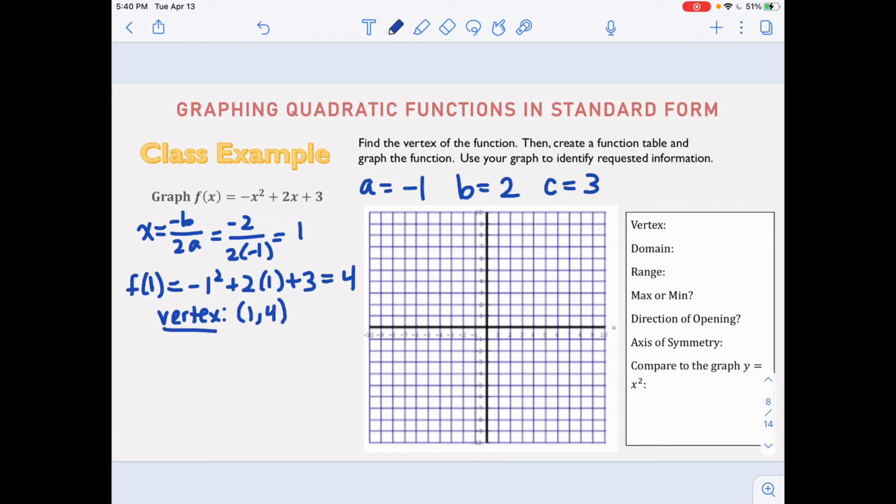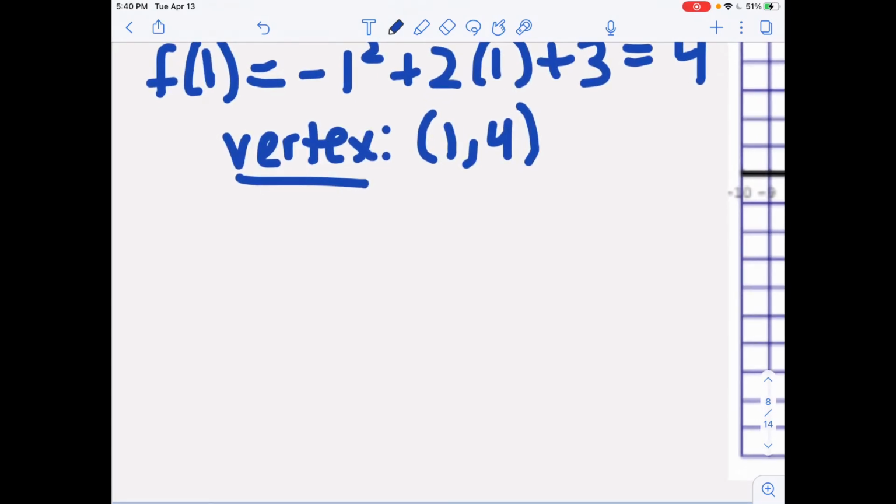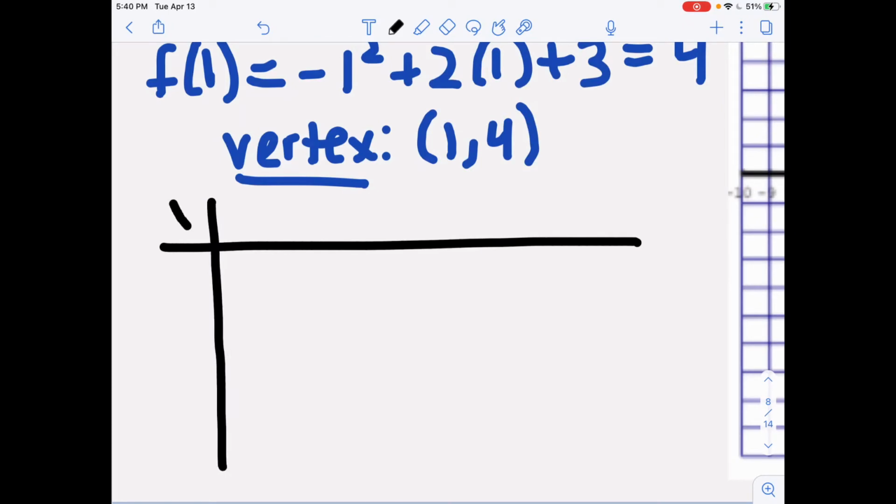Now that I have found my vertex, I'm going to zoom in a little bit just so hopefully this is a little bit clearer for us. We're going to create a table of values. Sorry for the pause, I'm just trying to rearrange my pen here for a little bit. All right, so the first thing I'm going to do is to create a table, an input-output table.